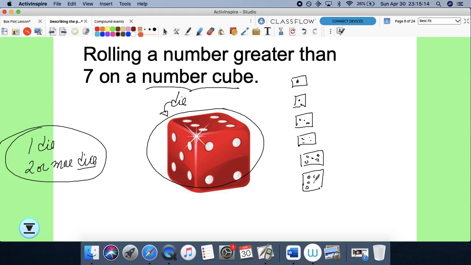It has 6 sides. So what's the probability of getting a number greater than 7? Well, there's no 7 here. There's only 6. In this die, there's only 6. So probability is 0. Right? 0% that you get a number greater than 7. Right?